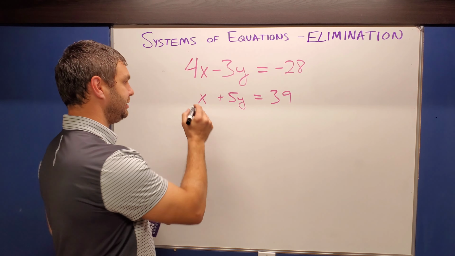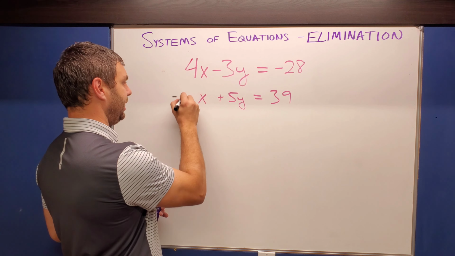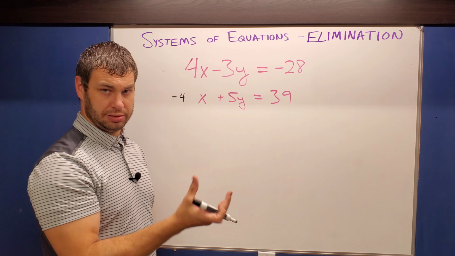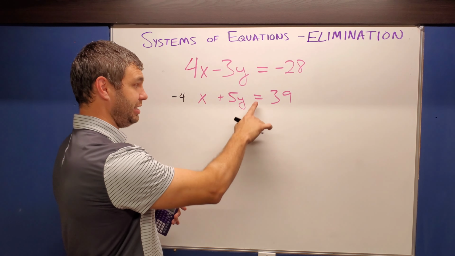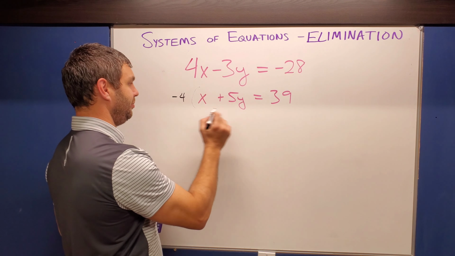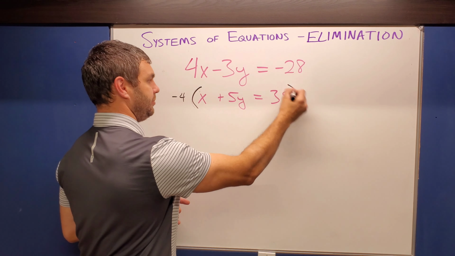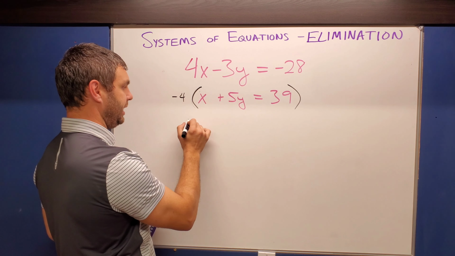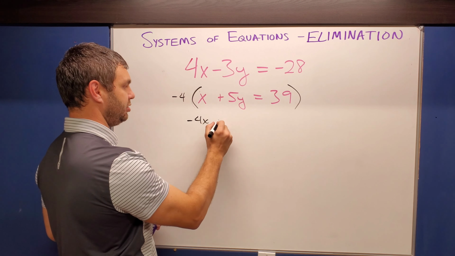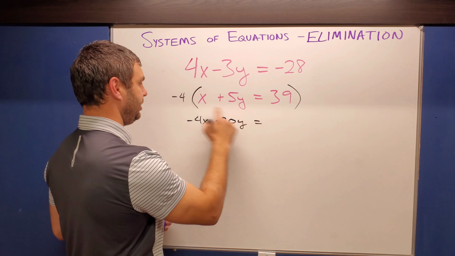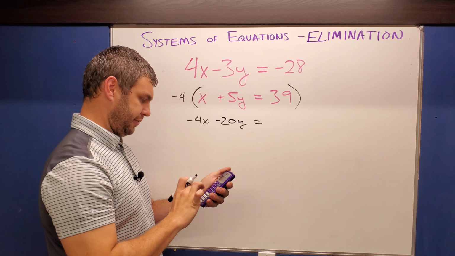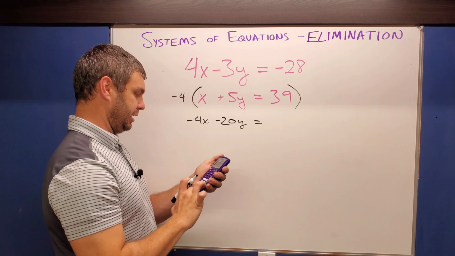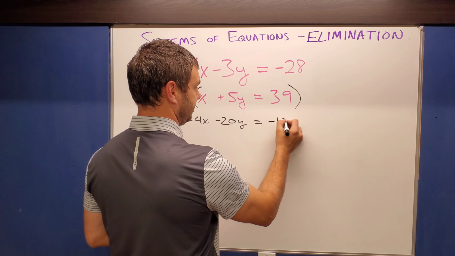So what I can do is take it times negative 4, but I can't just do it to this one term. I have to do it to the entire equation so that the equal sign is still true. So I'm going to multiply all of it on the bottom, and I'm going to distribute this negative 4 in. This is going to give me a negative 4x minus 20y equals, negative 4 times 39 is negative 156.